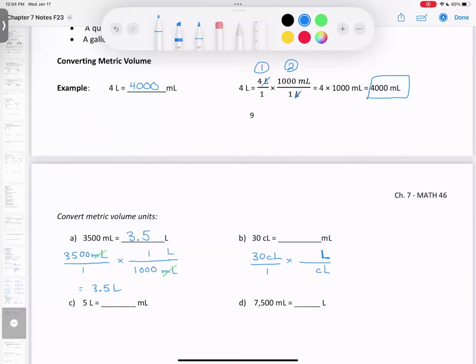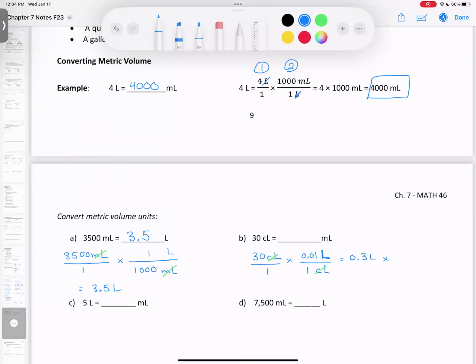Okay, so I see there that I've got 1 centiliter per 0.01 liters or 1/100th of a liter. Centiliters is going to cancel out. That's going to leave us with what? 30 times 0.01 is going to leave us with 0.3 liters. Now we still have to make it to milliliters though.